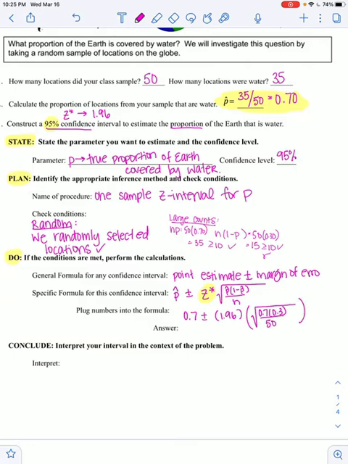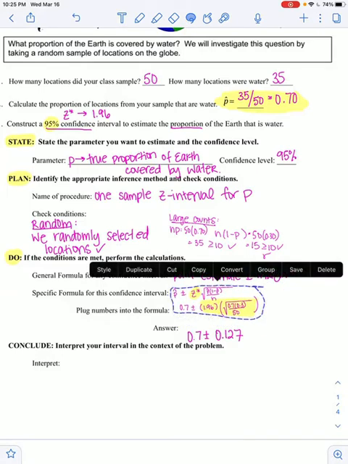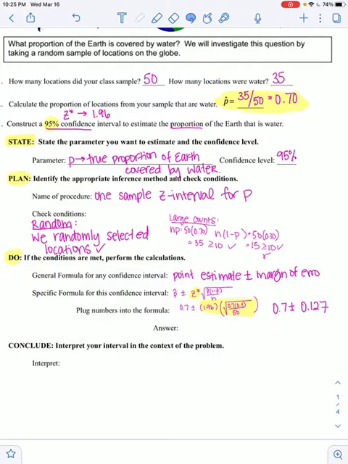So I'm going to go ahead and simplify this bit right here. And then I'm going to have 0.7 plus or minus 0.127. Now what this is going to do is get me my confidence interval. So we're going to take this, and I'm going to go 0.7 minus 0.127 and 0.7 plus 0.127. This is going to get me my interval of 0.573 and 0.827. So my answer, I'm going to just write it over here, is that interval that we calculated, like so.